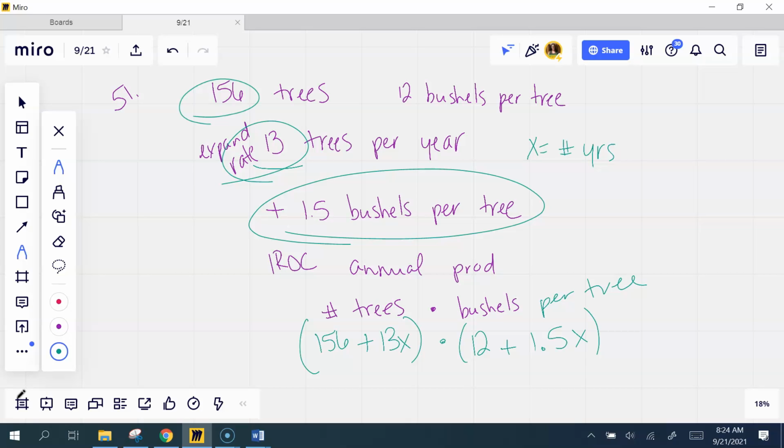You all okay there? Yes, everything in purple was given to me. Because I thought that in order to know how many apples I produce each year, I need to know how many trees and multiply that by how many bushels each tree produces.